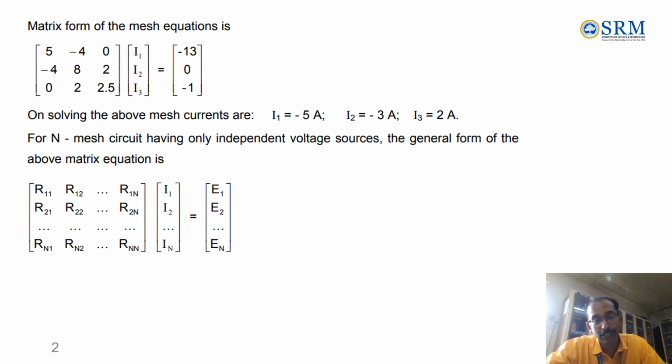Look at this, there is no resistance connected between 1 and 3, so this is 0. In the same way, if R13 is 0, R31 also should be 0. If R12 is minus 4, R21 also should be the same, minus 4. R23 is 2, R32 is also 2. So this way you have to fill up the resistance matrix. I told you already how to fill up the voltage matrix. So if you solve for the mesh currents I1, I2, I3, you will get I1 is minus 5 ampere, I2 is minus 3 ampere, I3 is 2 ampere.